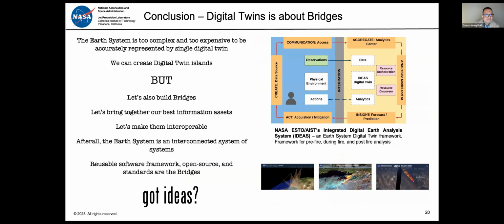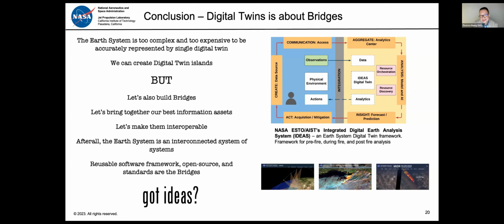So in conclusion, the Earth system is very complex and too expensive to be accurately represented by a single digital twin, right? We're all building digital twins, right? And I call them islands, and it might sound like a negative thing, but we're all building digital twins. We need this. But let's also build bridges, right? Can we connect these islands together, and bring all the best information together, and let's make them interoperable, right?